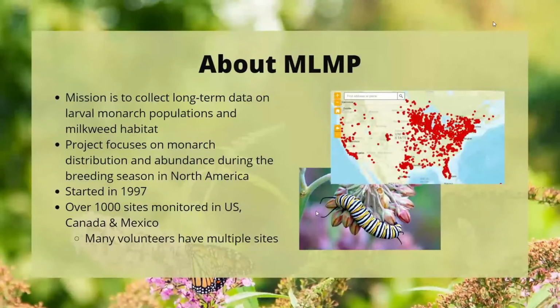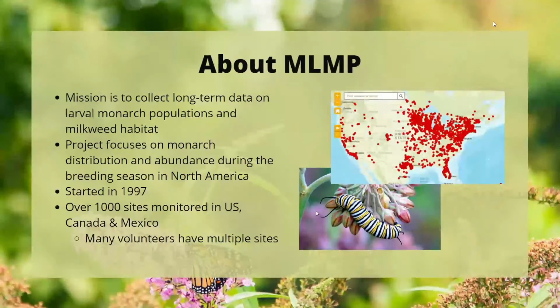So, talked a little bit about monarchs and some of the issues that are affecting them. Now I'm presenting you a solution or an opportunity to get involved in MLMP. Our mission ultimately is to collect long-term data on the larval monarch populations and milkweed habitat. We're focusing specifically on distribution and abundance during the breeding season in North America. The project was started in 1997, so we're doing a pretty good job so far of collecting this long-term data. Since then, we have over 1,000 sites that are monitored, primarily in the US, but also a few in Canada and Mexico.